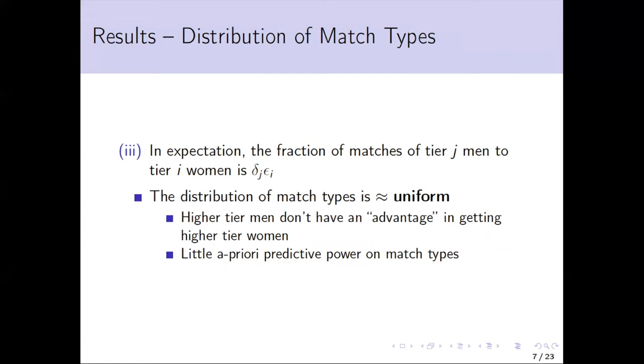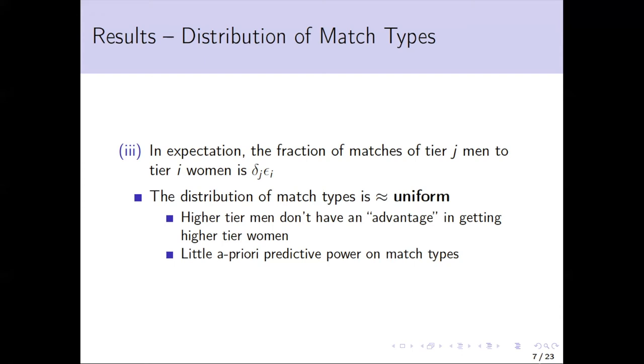This might be somewhat surprising, given that our previous result shows that higher tier men actually are expected to be better off proportionally than lower tier men. But here we are essentially observing that in a macroscopic view, higher tier men, in fact, don't really have an advantage in getting matched to higher tier women. And this also indicates that our model with gaps in quality of a finite amount really doesn't give a lot of predictive power on the match type for each individual.